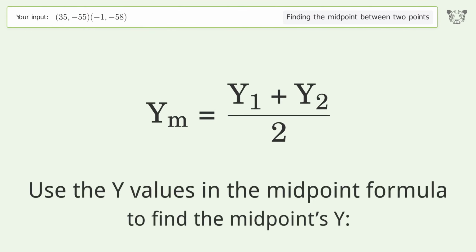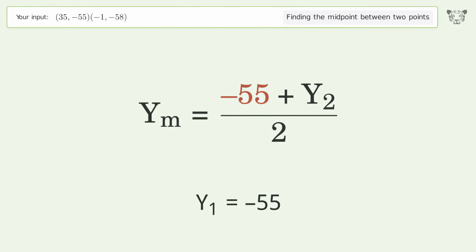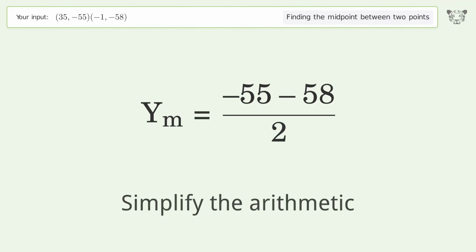Use the y values in the midpoint formula to find the midpoints y. y1 equals -55. y2 equals -58. Simplify the arithmetic.